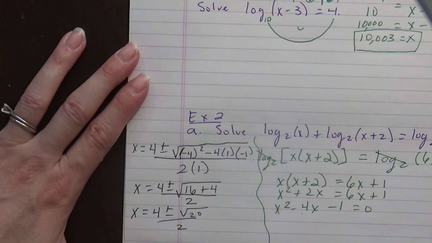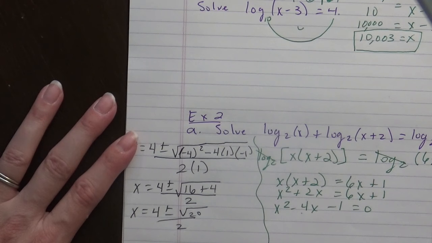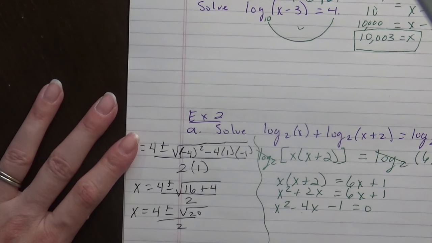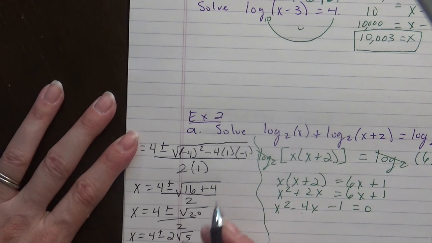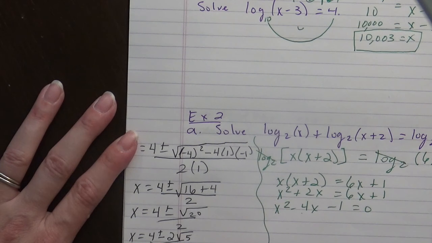And this can be simplified. I apologize, I did not give you enough space for this problem. X equals 4 plus or minus, we can simplify that square root of 20. 20 is 4 times 5. And the square root of 4 is 2. So I've got 2 times the square root of 5 all over 2. And then I can simplify that again because I have the common factor of 2 out front. So that's going to give me 2 plus or minus 1 times the square root of 5.